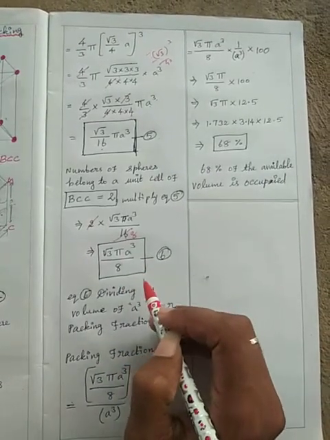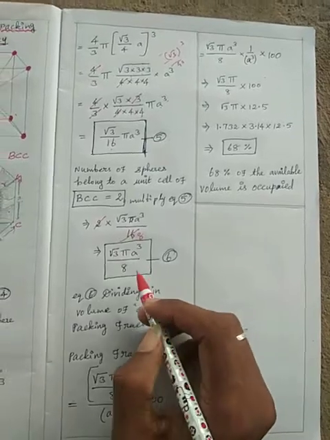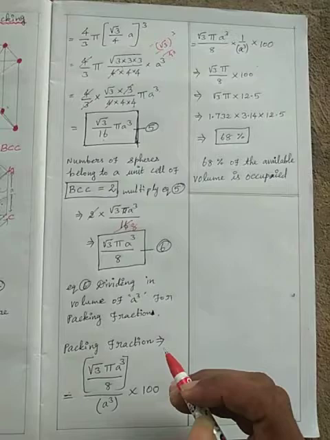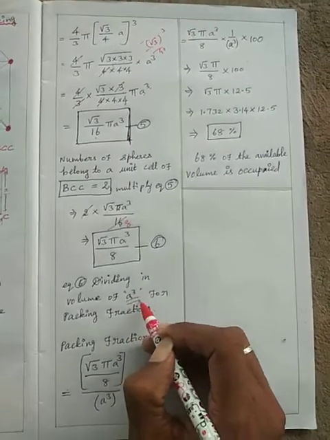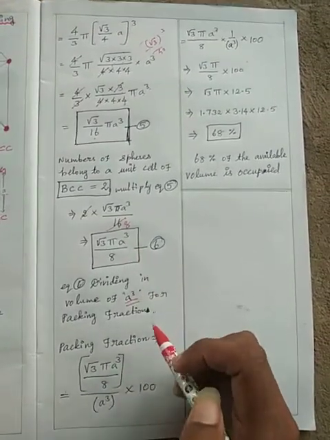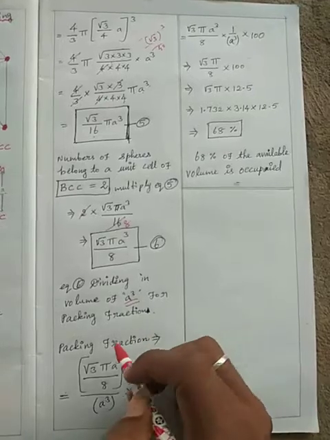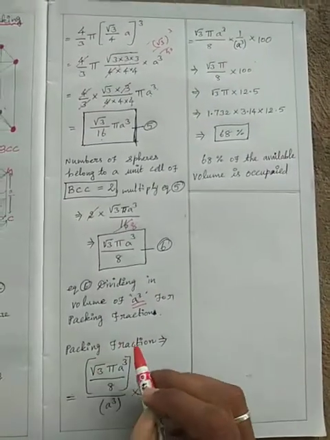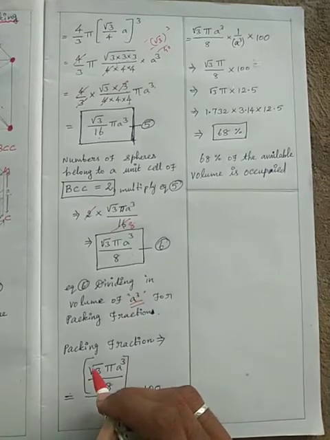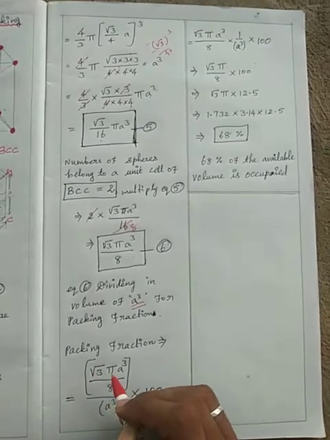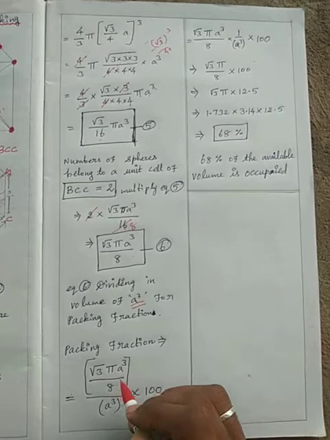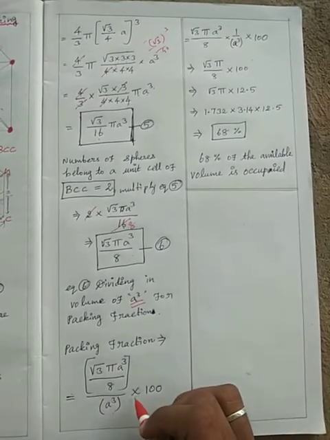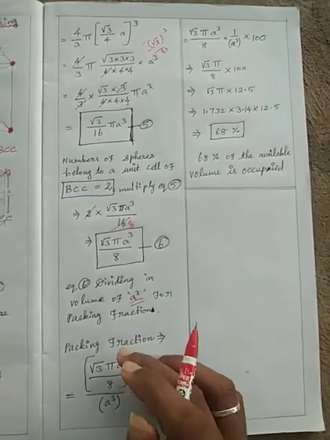This is equation number 6. Dividing it by the volume of the cube, the volume occupied by the atoms divided by the volume of the cube, which is a cube, we divide by equation number 6. So packing efficiency fraction multiplied by 100%. So packing efficiency fraction is root 3 pi a cube divided by 8, whole divided by a cube, into 100%.